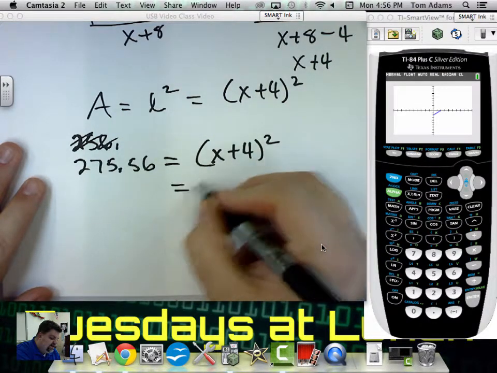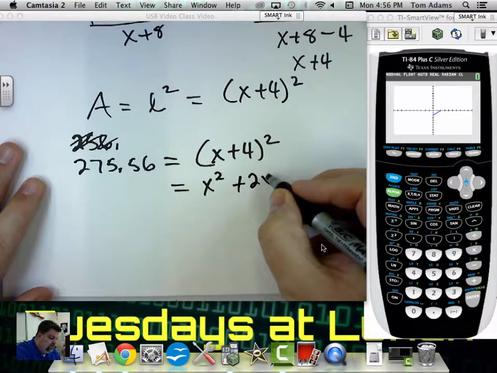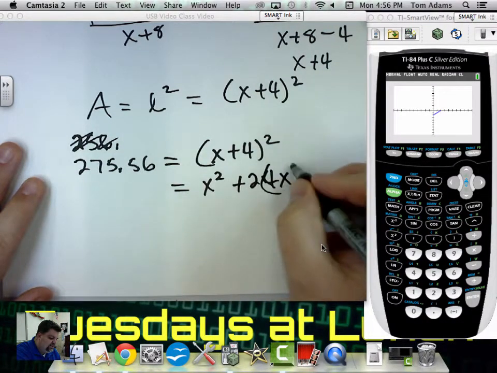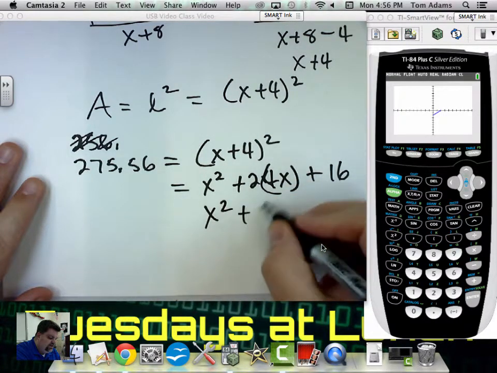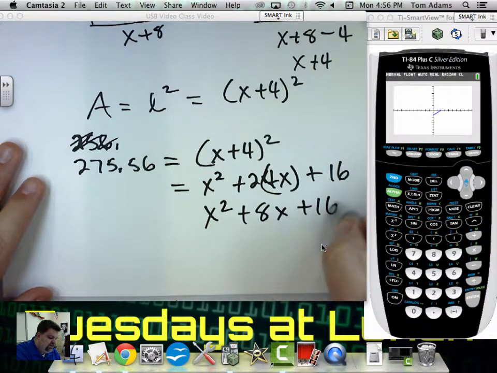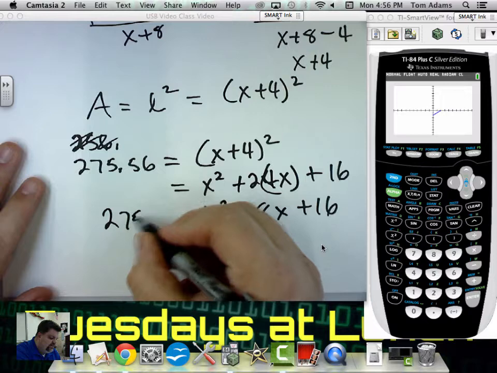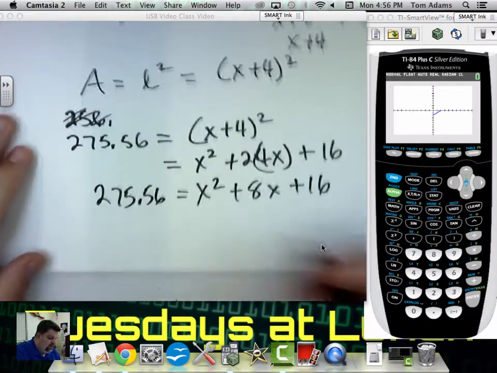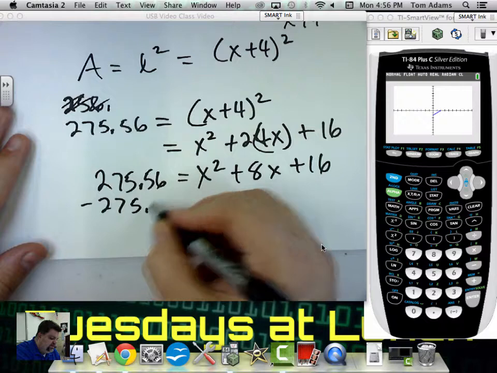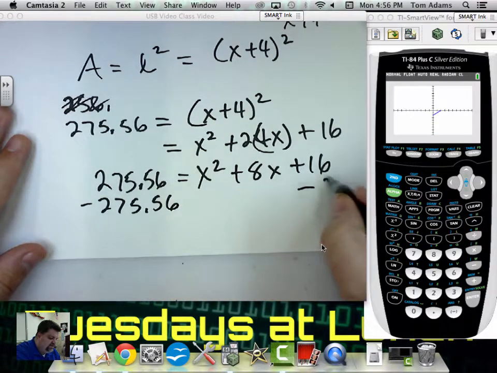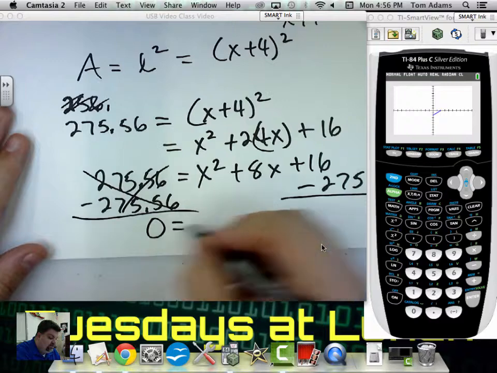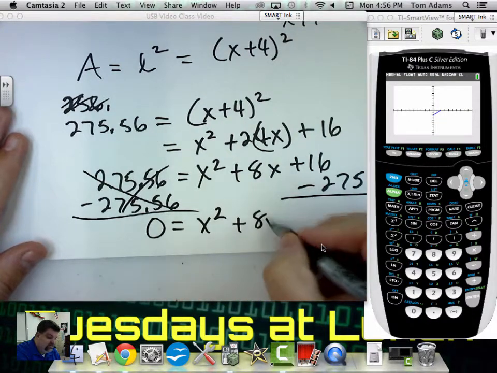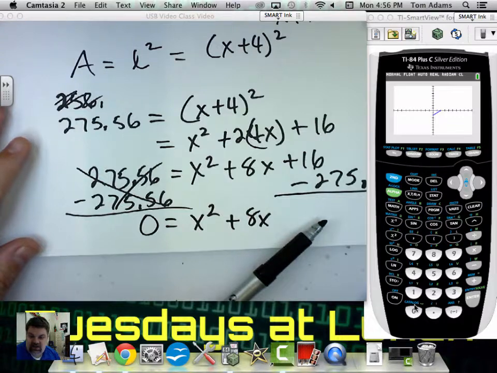So if I expand that out, I get x squared plus 2 times 4 times x plus 16, or 4 squared. So I get x squared plus 8x plus 16 is equal to 275.56. Now what I need to do is subtract 275.56 from both sides. These will cancel, and I get 0 is equal to x squared plus 8x. So let's fire up this calculator here.